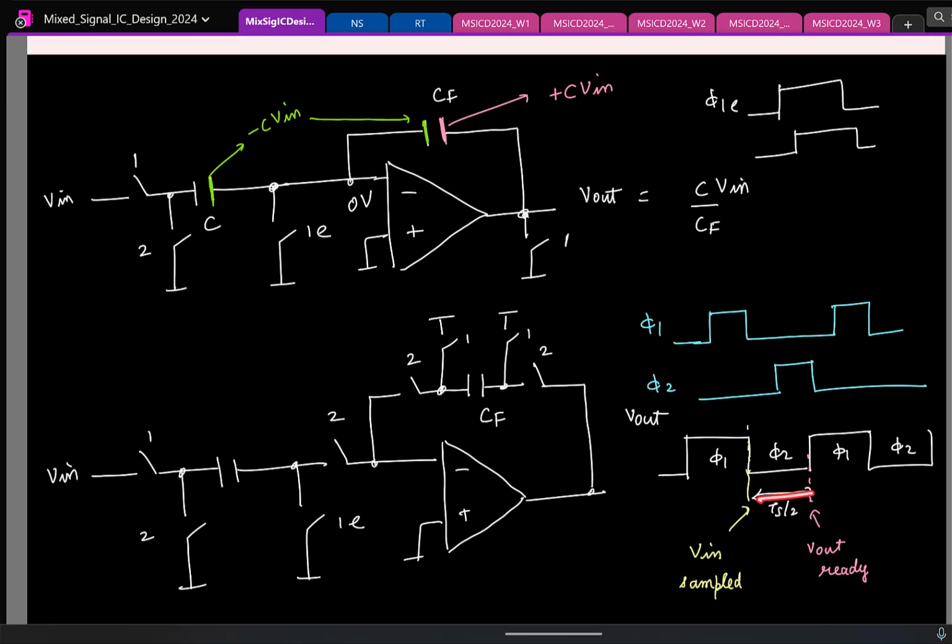Good. So as of now, as you see, there is half clock cycle of delay. So let us say I don't want to have the delay. Right? So now here, if you see, we have a delay because input is getting sampled during one clock phase, and it is getting amplified, or this guy is transferring charge to CF in another clock phase. Now, if I don't want to have any delay, in words, what do you think I should be doing?